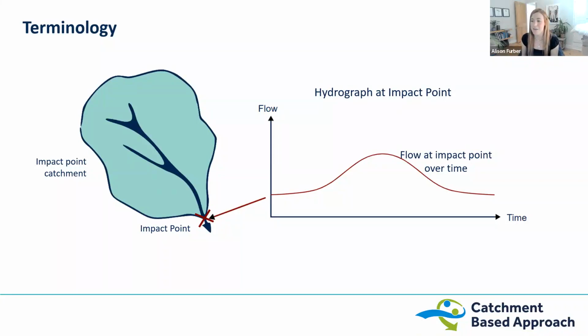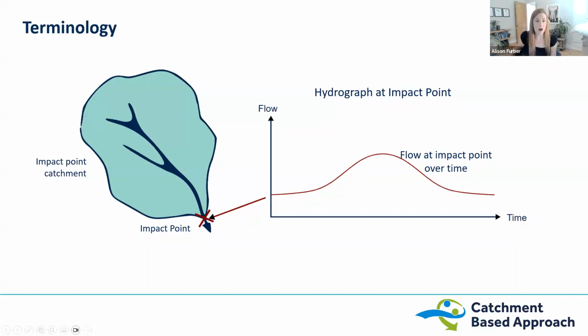So first of all, an impact point. This is a point where there might have been flooding in the past or where we're concerned about flooding. So this is the point of interest within the catchment, where we want to understand the flood risk in that area. The catchment is the catchment that's upstream of that impact point. So basically any rain that falls within that catchment is going to ultimately drain through the catchment and come out at that impact point. So that's the catchment that contributes water.